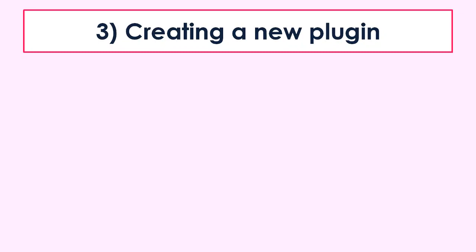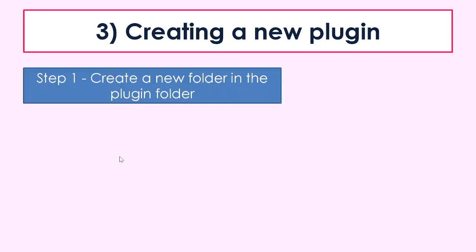Okay, so now that we understand a little bit better about the file structure and WordPress in general, let's talk about the 3 steps that we need to do to create a new plugin. So step 1 is to create a new folder in the plugins folder. Remember that file structure we talked about? Well, all we need to do is create a folder in that with the name of our plugin.